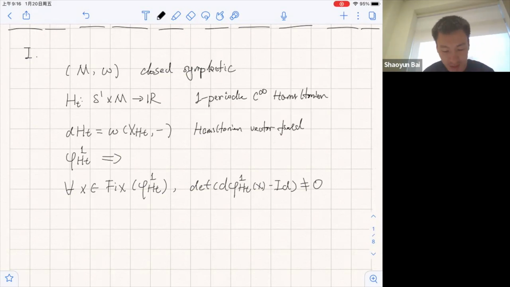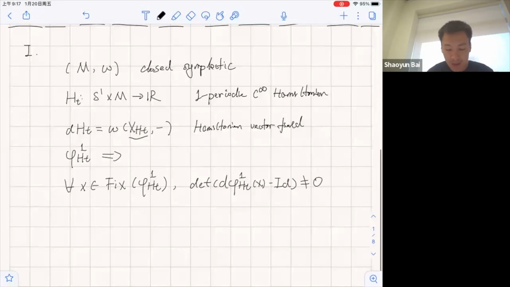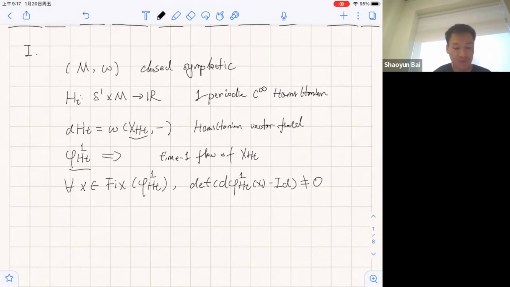which is defined to be the symplectic dual of the differential of this Hamiltonian. I take the convention that I put this vector field on the first coordinate of the symplectic form. It's a matter of convention, it doesn't matter. And going from the Hamiltonian vector field, we can construct the time 1 flow of it, and I use the notation phi_{H_t}^1 to denote the time 1 flow of H_t, and this is the associated Hamiltonian diffeomorphism of the Hamiltonian H_t.